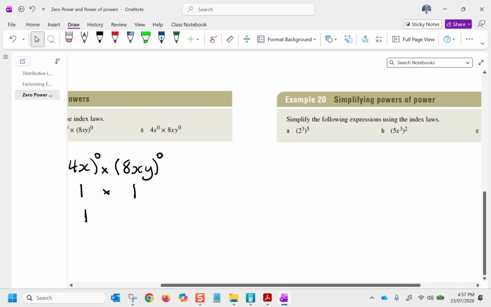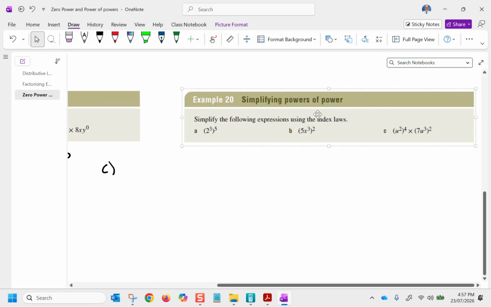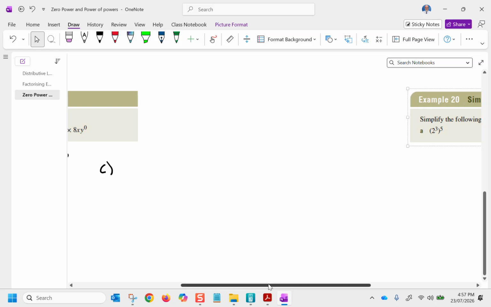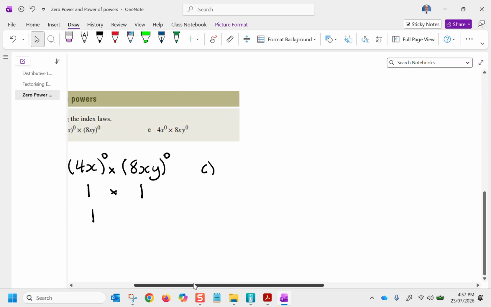Now let's try part C. I'll just move that little box there out of the way a bit so we don't get distracted by that. Okay, now let's come back to look at part C.